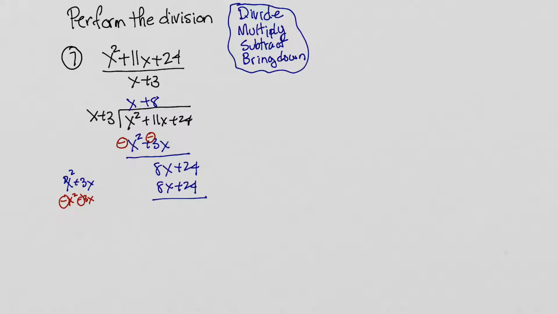Now subtract. To subtract, you change all these signs, and I put them in little circles to remind myself that I've done it. And now just continue with the subtraction by combining like terms. 8x minus 8x is 0. 24 minus 24 is 0. So we're just left with 0. There's no remainder here. So this division leaves us with just x plus 8. When I divide this polynomial by this one, I'm left with simply x plus 8.